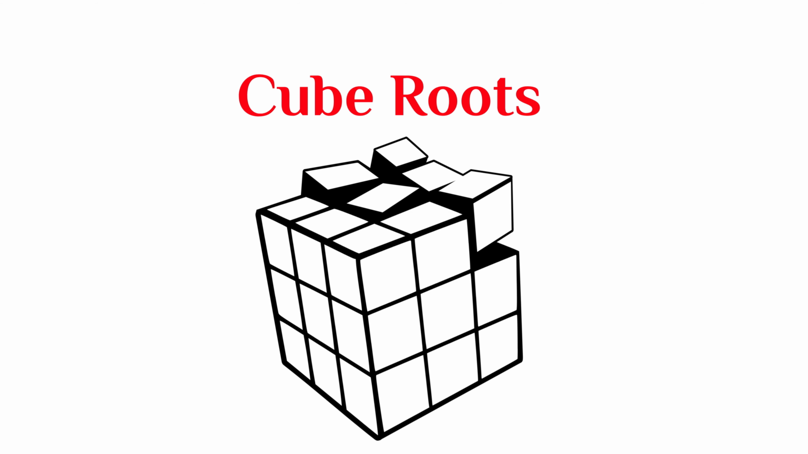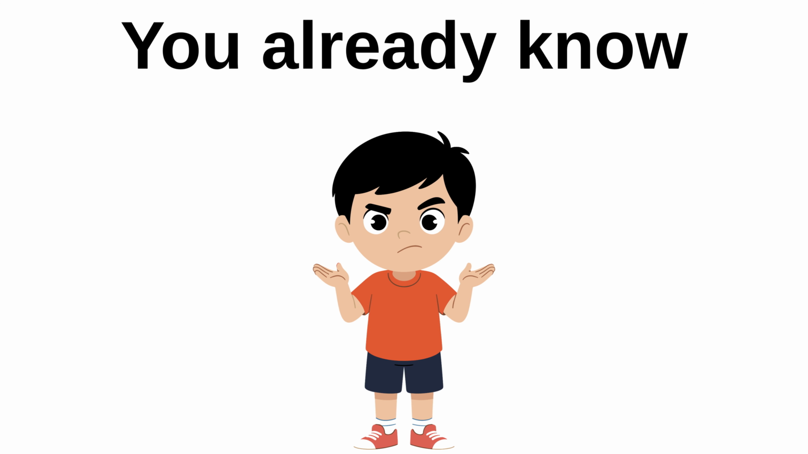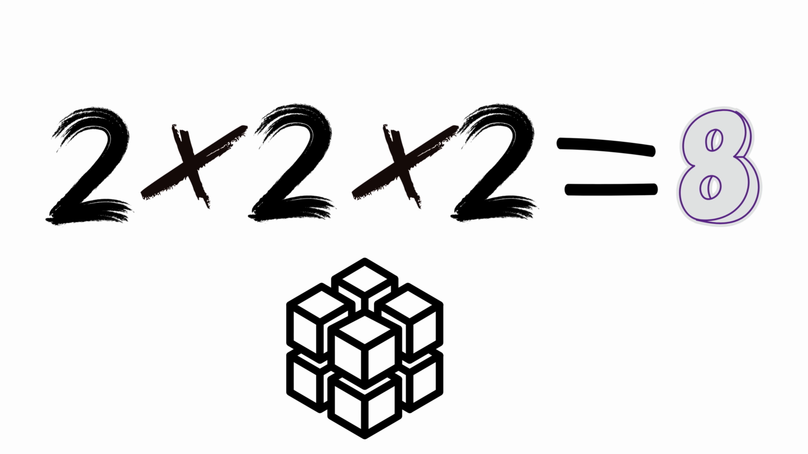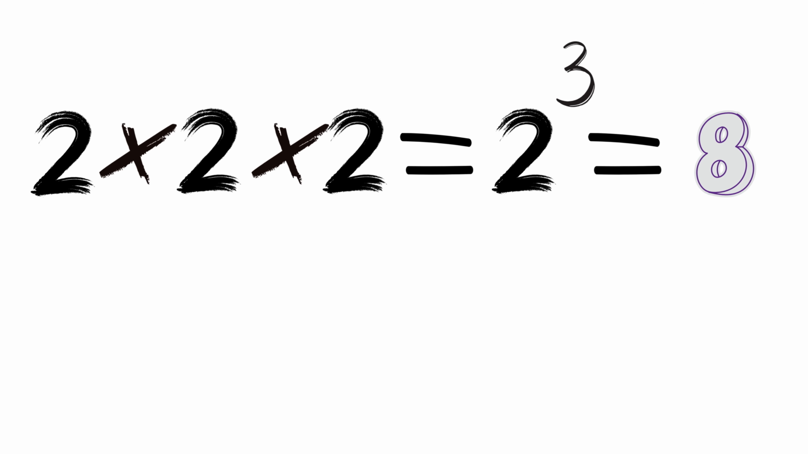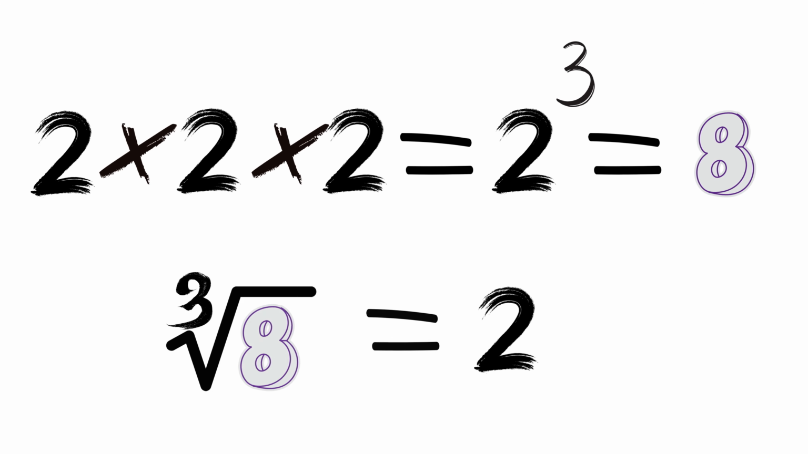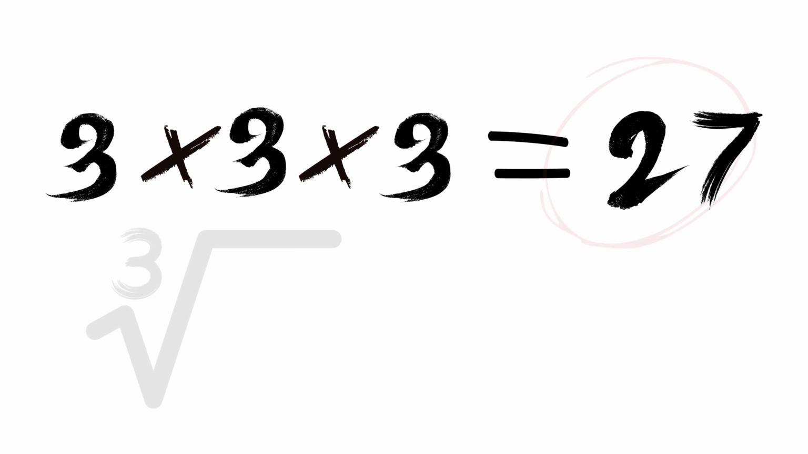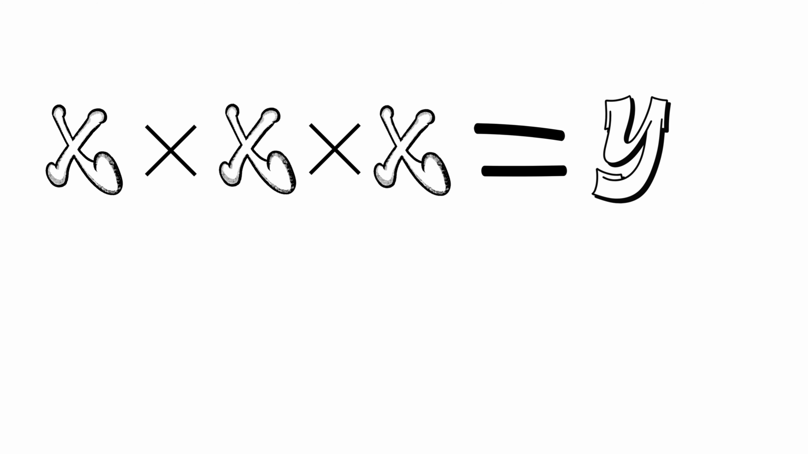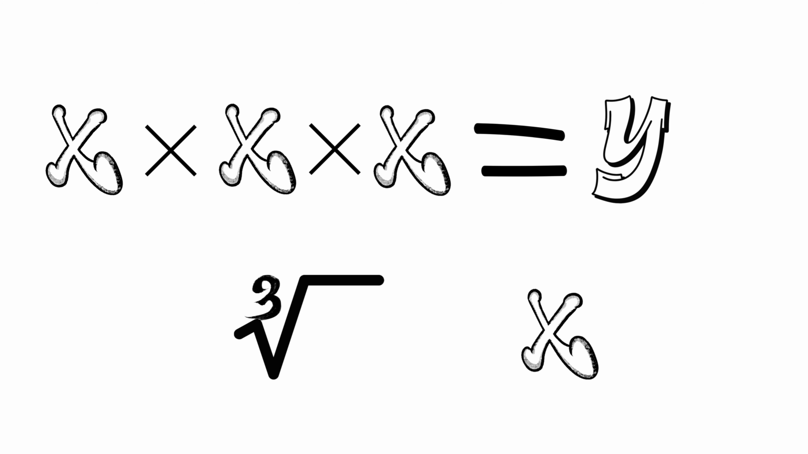Now let's move to cube roots. You already know that a cube number is formed when a number is multiplied 3 times by itself. For example, 2 into 2 into 2 equals 8. So 8 is a cube number. Since 2 cubed is 8, we say 2 is the cube root of 8. Similarly, 3 into 3 into 3 equals 27. So the cube root of 27 is 3. In general, if x into x into x is y, then x is called the cube root of y.